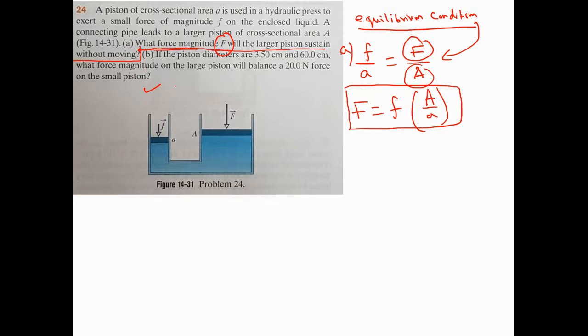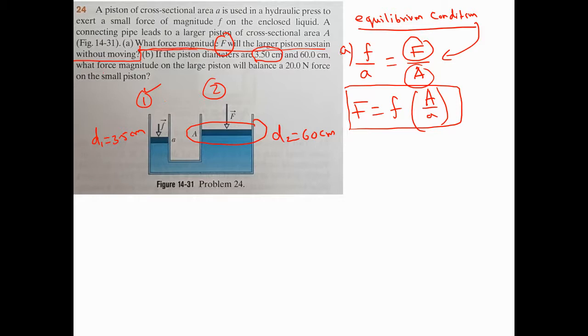What is given in the second question? The piston's diameters are 3.5 centimeter and 60 centimeter. You have the first section and the second section. Which section is smaller and which is greater? One is small, two is great. So my D1 value is given as 3.5 centimeter and my second section diameter D2 is 60 centimeter.